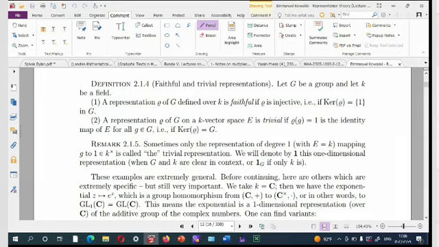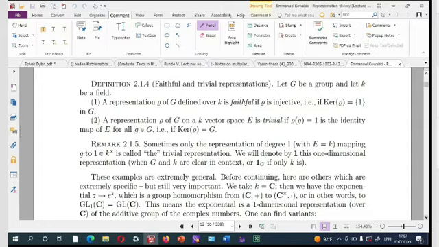A representation rho of G on space E is trivial if rho of G equals 1, so that the kernel of rho equals the whole of G, because rho of every element equals 1. Okay.